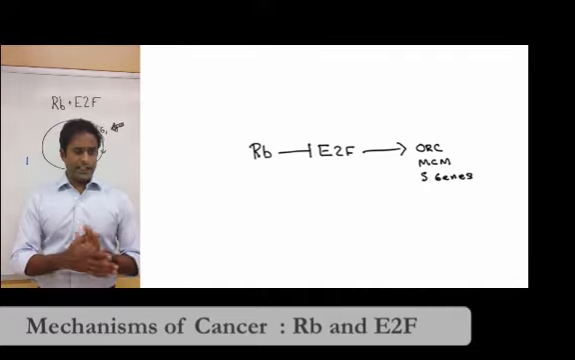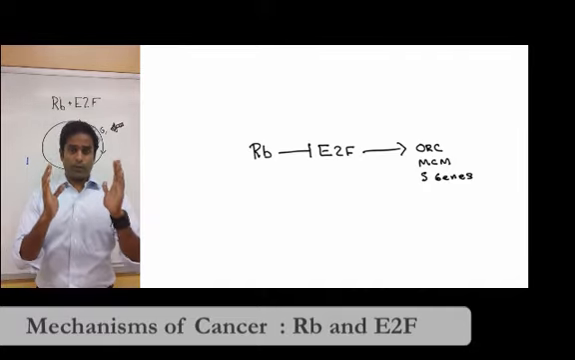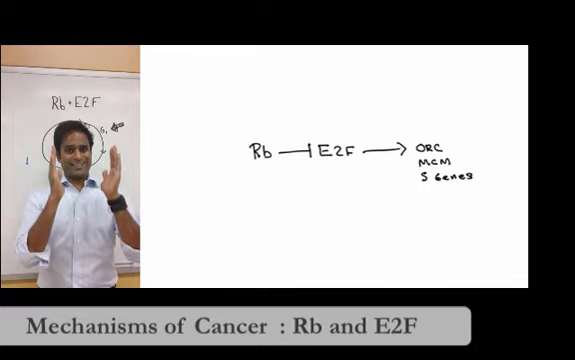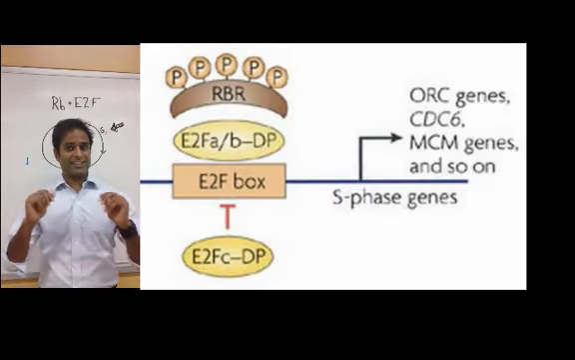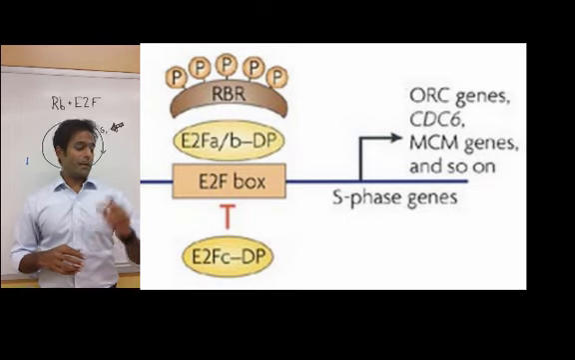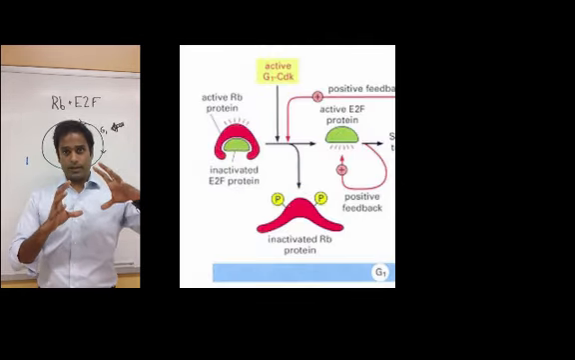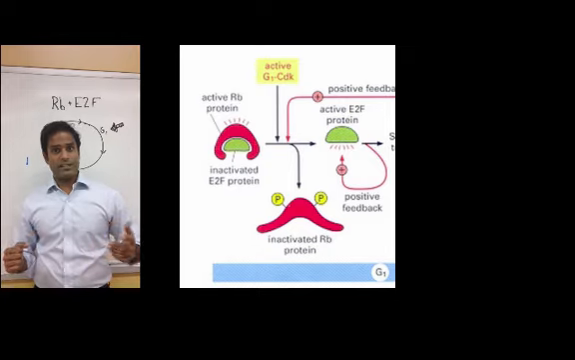At the end of the day, it's one of the first examples of a checkpoint in the cell, a way that a cell stays in a certain state before moving forward, and the way that cell stays in that certain state is by binding E2F to RB. That's it for RB and E2F. It's a pretty simple story, and good luck on understanding it.